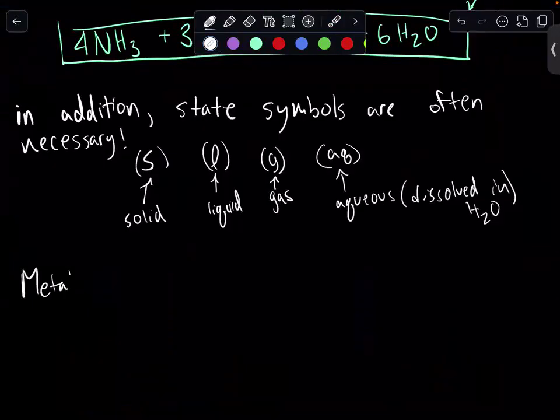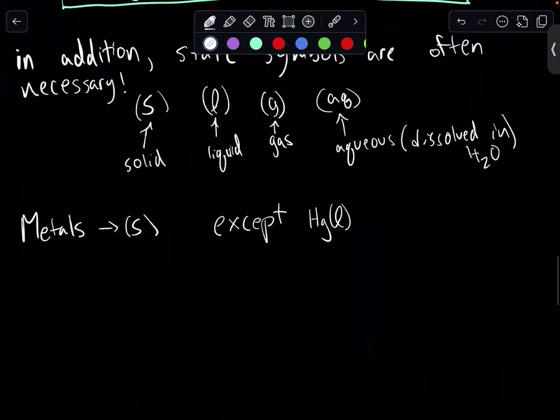Metals. So any metal is going to be solid with one exception, except Hg. Hg will be liquid. Hg is mercury. Mercury is a liquid at room temperature. Gallium is technically solid, even though it's very close to a liquid. It's liquid just above room temperature. Nonmetals. Nonmetals are almost always gases.